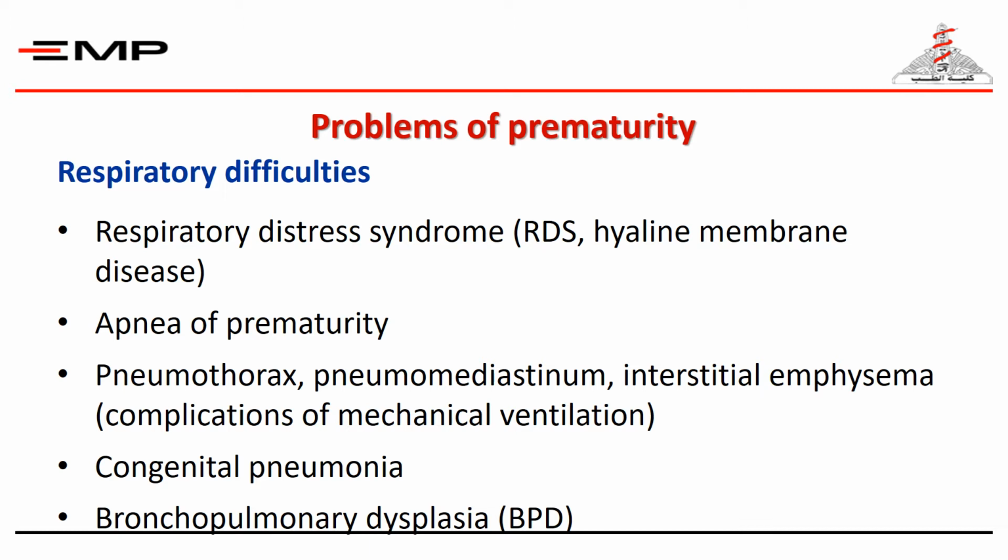Due to respiratory distress and pneumonia, they are usually put on mechanical ventilation with its complications of air leak. Due to mechanical ventilation, a preterm baby may have pneumothorax, pneumomediastinum, or interstitial emphysema. Sepsis may be the cause of prematurity, so he may present with congenital pneumonia, or later he may develop bronchopulmonary dysplasia.